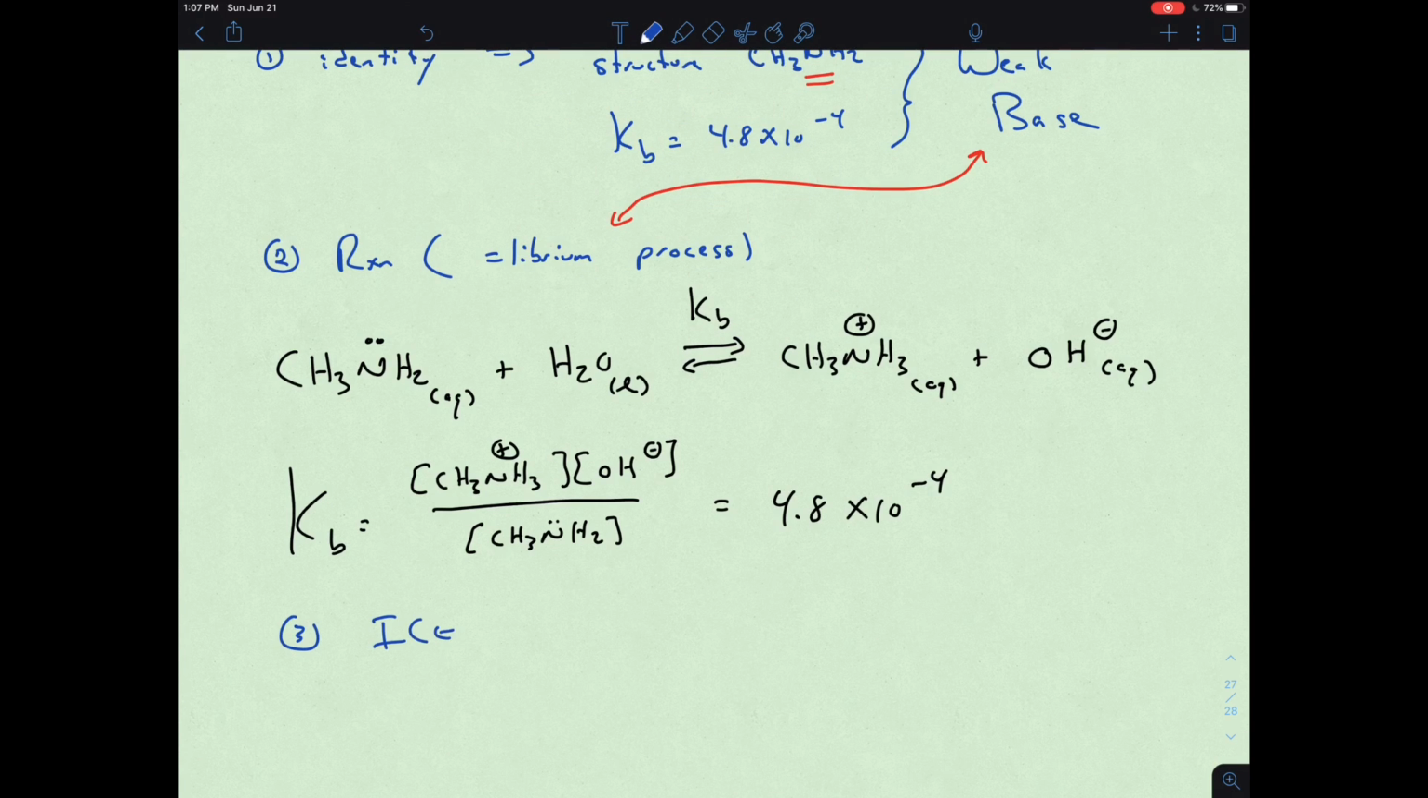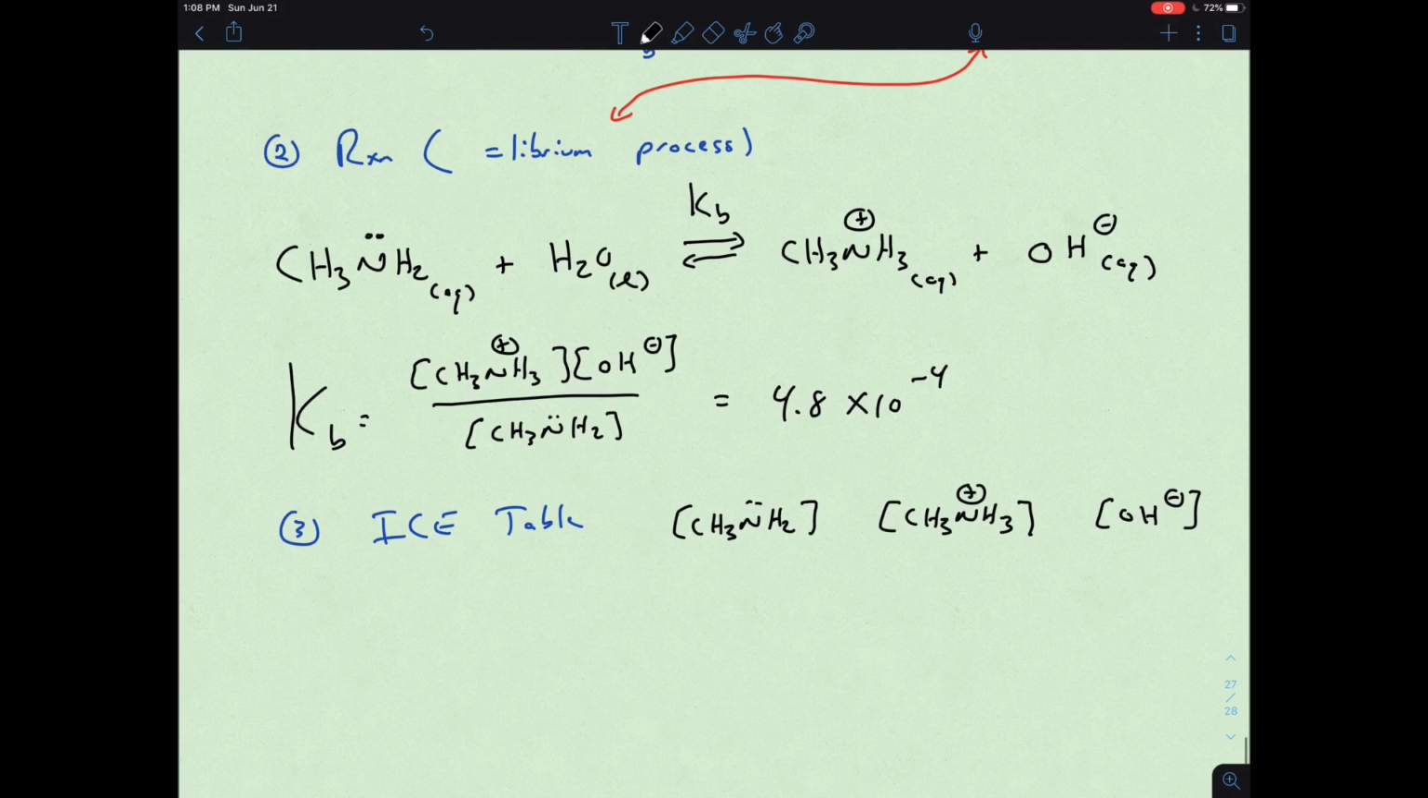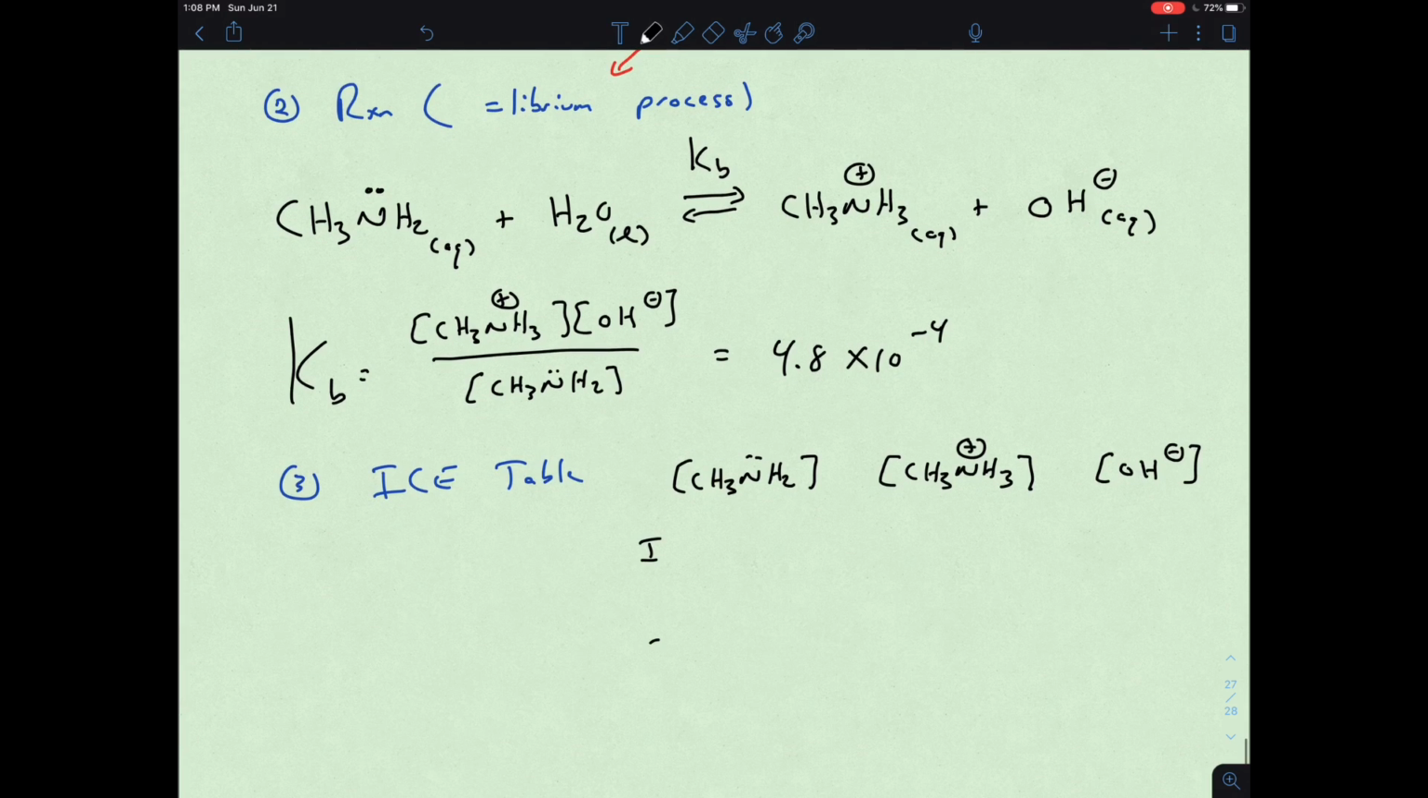So that allows us to get to the ICE table. We have our starting material, the methylamine, as a player, its conjugate acid, the methylammonium, and then the hydroxide. And so we have a set of initial, change, and equilibrium.